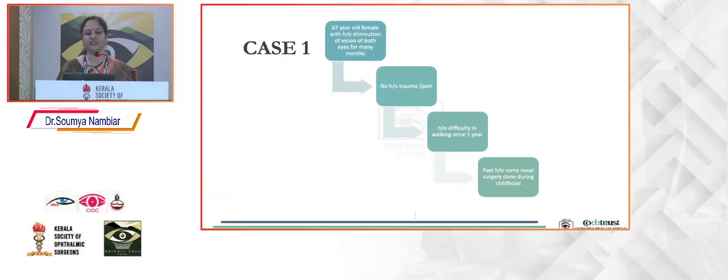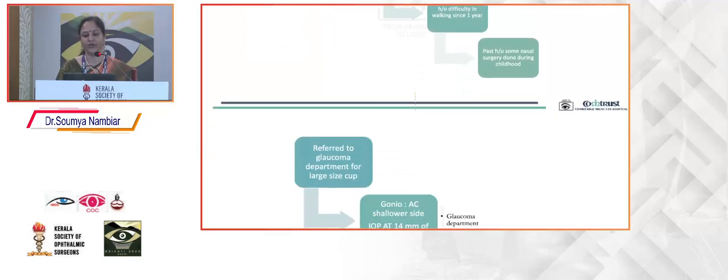So I had a case of a 67-year-old female. She came with a history of diminution of vision in both eyes since many months. Initially, she presented to the general ophthalmology OPD. There was no history of trauma, and a history of difficulty in walking since 1 year. And there was a past history of some nasal surgery during childhood.